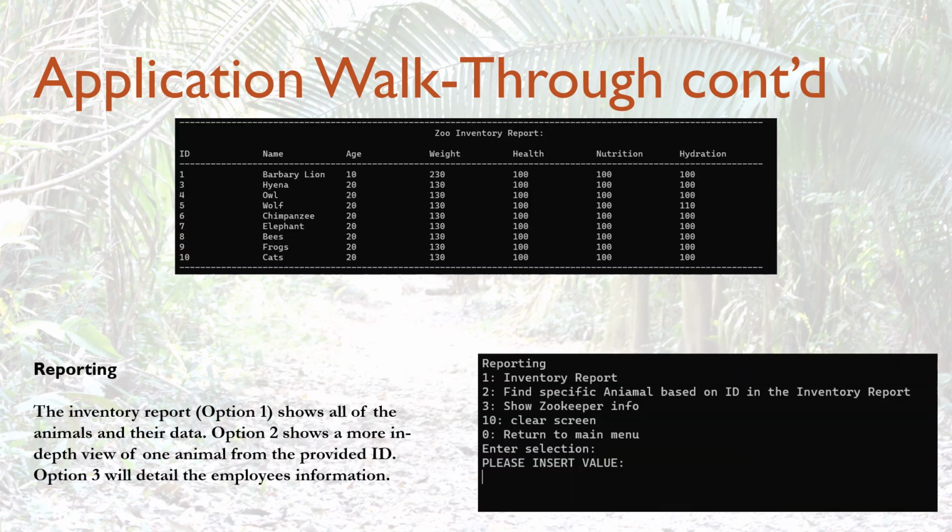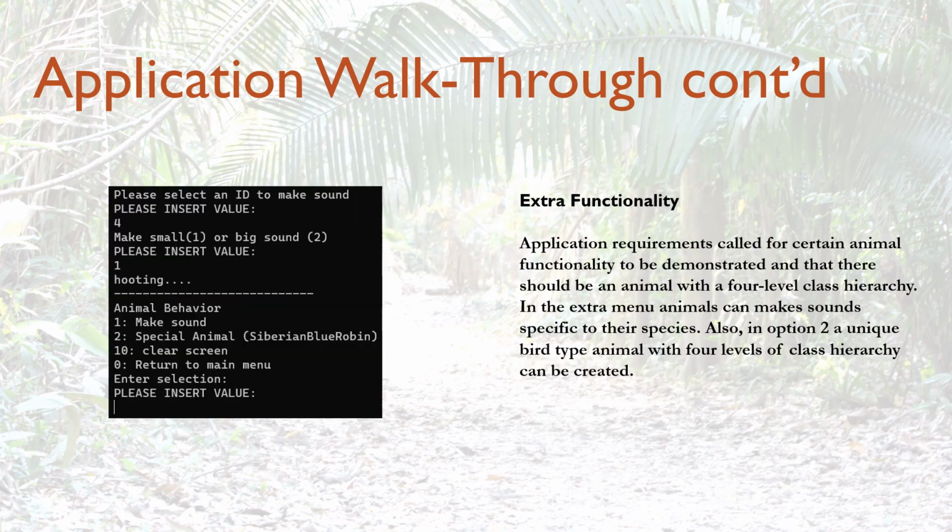The inventory report function is called when the user selects the option to generate an inventory report. This function takes a vector of zoo objects as a parameter and generates a comprehensive report on the zoo's animal inventory. It prints a formatted table with information such as ID, name, age, weight, health, nutrition, and hydration for each animal.